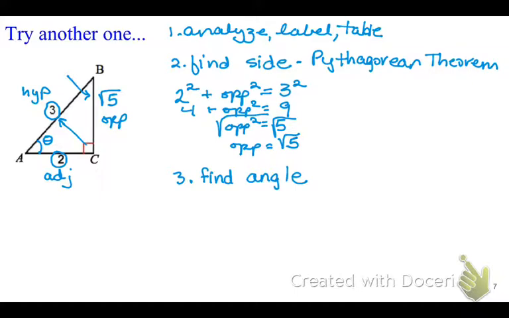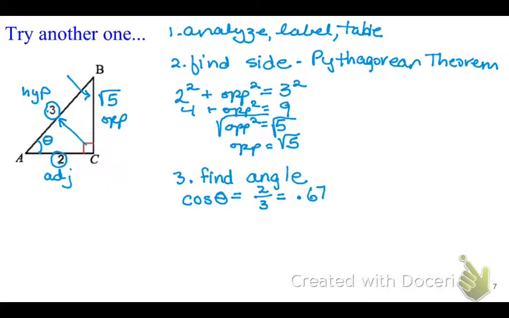So we need to know theta first. So we're going to find theta, and in this case we're using the adjacent and the hypotenuse. So that is the cosine. Remember from SOHCAHTOA, cosine is the adjacent over the hypotenuse. So the cosine of theta is going to be equal to 2 over 3, which in decimals is equal to 0.67 when it's rounded to the hundredths place.